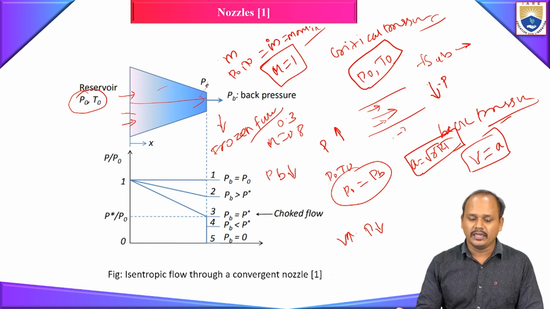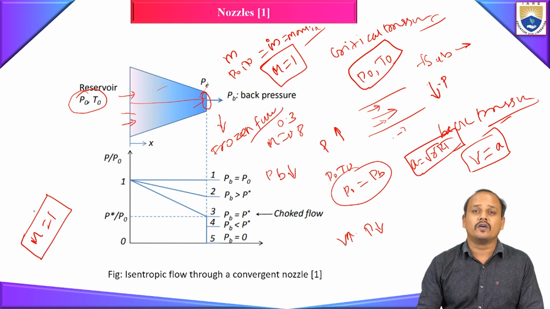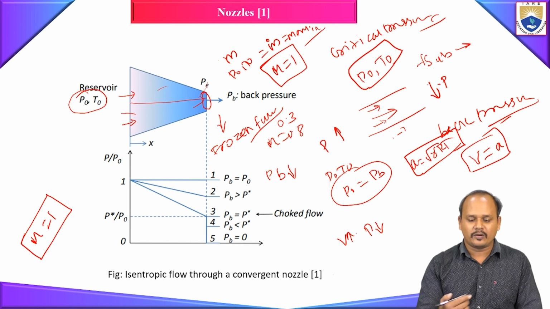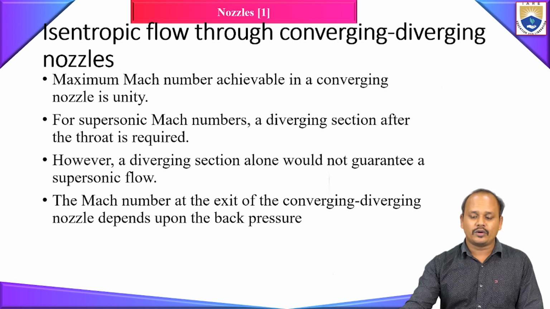Now we are going to see the convergent divergent nozzle. So here one conclusion we came to is that the maximum Mach number this convergent nozzle can produce is M equal to 1. Then how do we generate supersonic flow? Since the convergent nozzle is capable of only producing Mach number M equal to 1, how do we produce supersonic flow? By using the convergent divergent nozzle, CD nozzle or De Laval nozzle. So what is the De Laval nozzle?